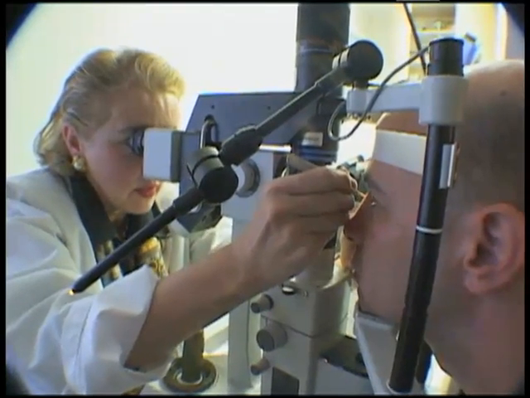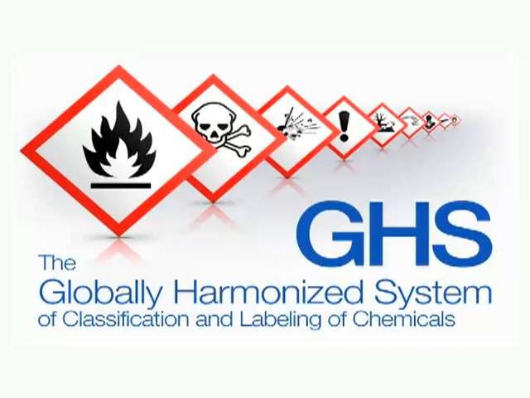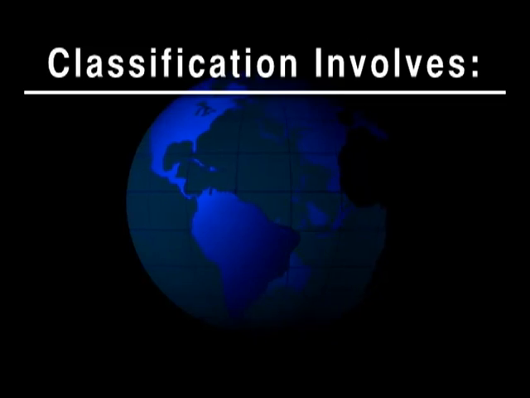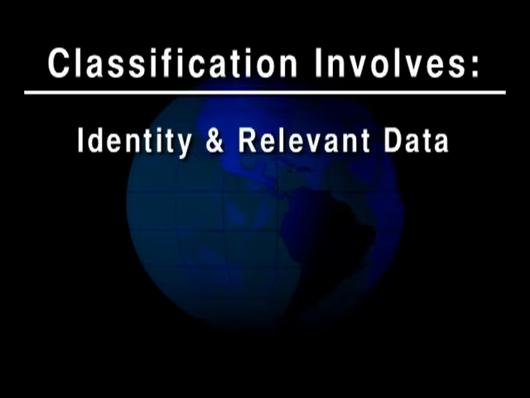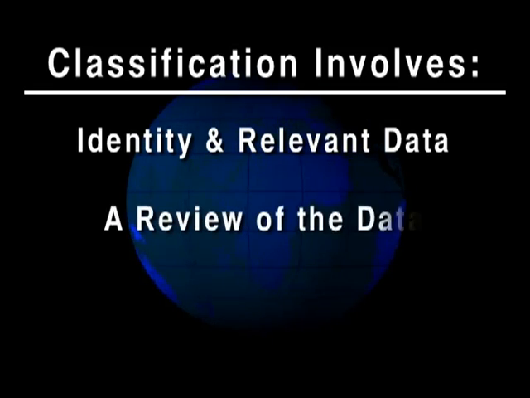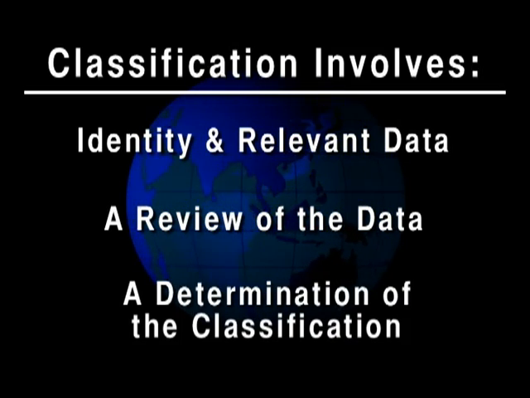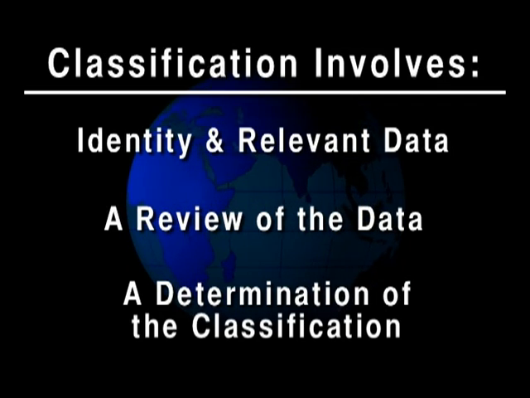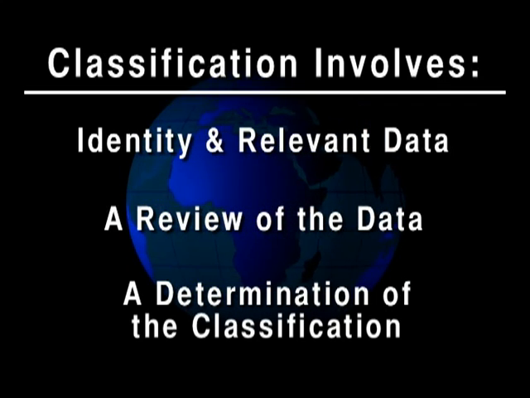The HCS establishes the same requirements as the GHS to ensure the hazards of all chemicals used in U.S. workplaces are classified correctly. Uniform classification involves the identity and relevant data on the hazards of a chemical, a review of the data to be sure that the hazards, physical and health, associated with the chemical are correct, and a determination if the chemical is classified as hazardous and, when appropriate, the degree of hazard.